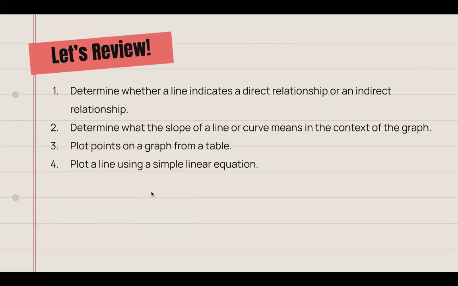So these are the things that we should now be able to do with graphs. We should be able to determine whether a line indicates a direct relationship or an indirect relationship, depending on whether it has a positive slope or a negative slope. We should be able to determine what the slope of a line or a curve means in the context of a graph. So depending on what the graph shows us, we looked at price versus quantity graphs. We should be able to know what the slope of a line tells us about that information.